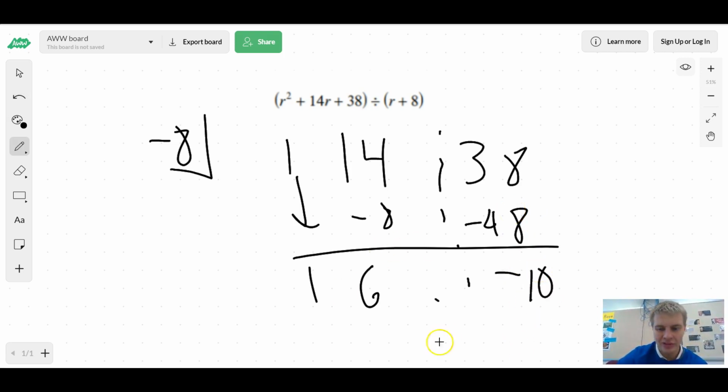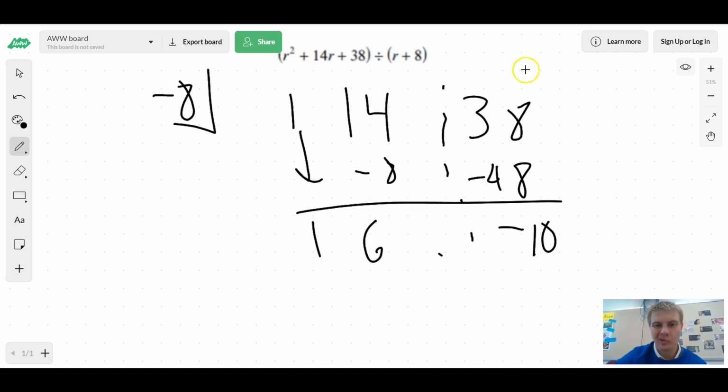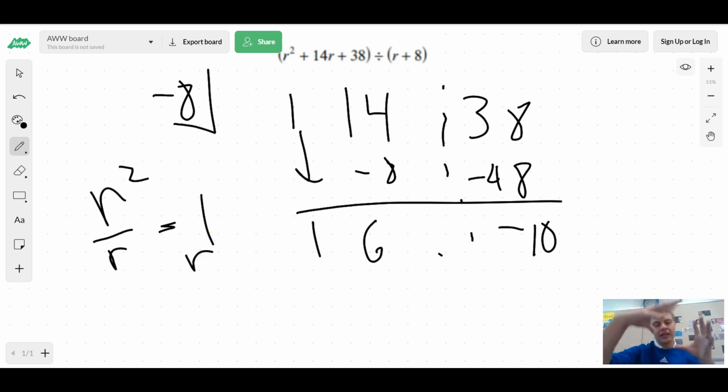Now we have to write what this would be. When it divides, it's always 1 degree lower because you are dividing by that 1. So it kind of reduces it. If you think about what r squared divided by r would be, that'd be 1r. So it's like reducing that root by 1. So this is going to be r.